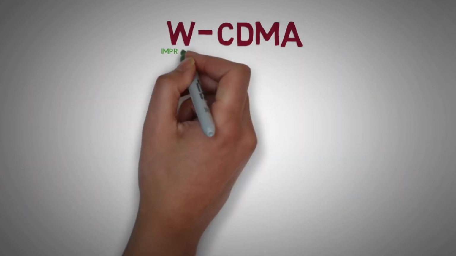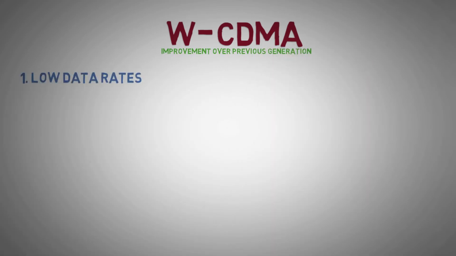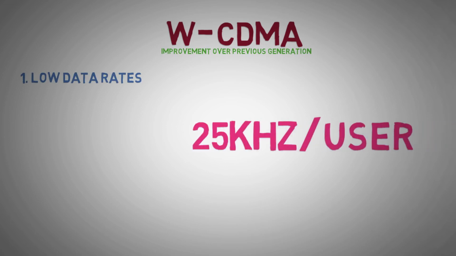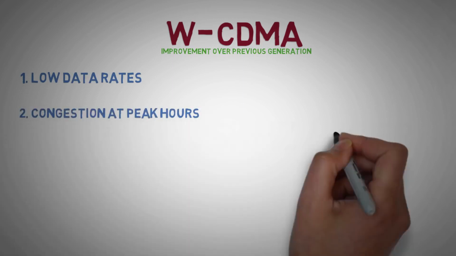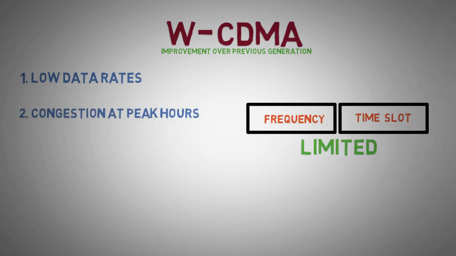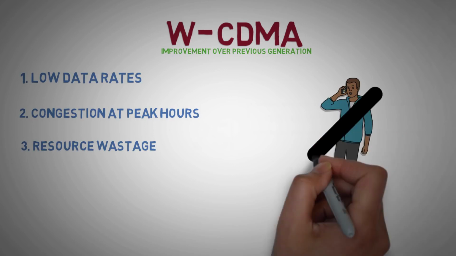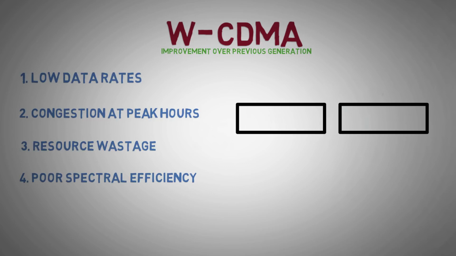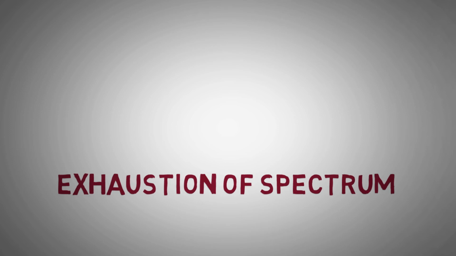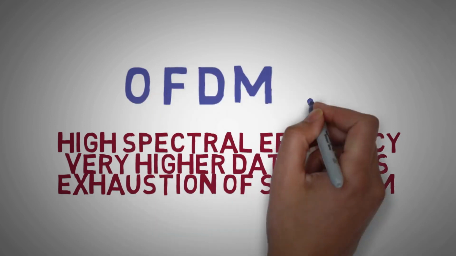WCDMA improved upon some of the problems of earlier generations like, first, low data rates. In GSM, effective bandwidth for a user was only 25 kHz. Second, congestion at peak hours, as the frequency chunks and time slots were very limited. Third, resource wastage, resources remained idle when users were inactive. Fourth, poor spectral efficiency, due to guard bands and guard periods used to avoid interference. But exhaustion of spectrum, need for even higher data rates, and spectral efficiency led us towards OFDMA.